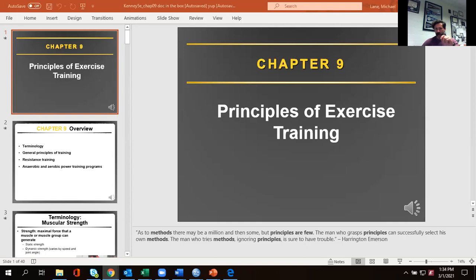So if we understand the principles, the basics of what we're trying to accomplish and how it all comes together, we are going to be not just better practitioners, but we're also going to be better educators and advocates.